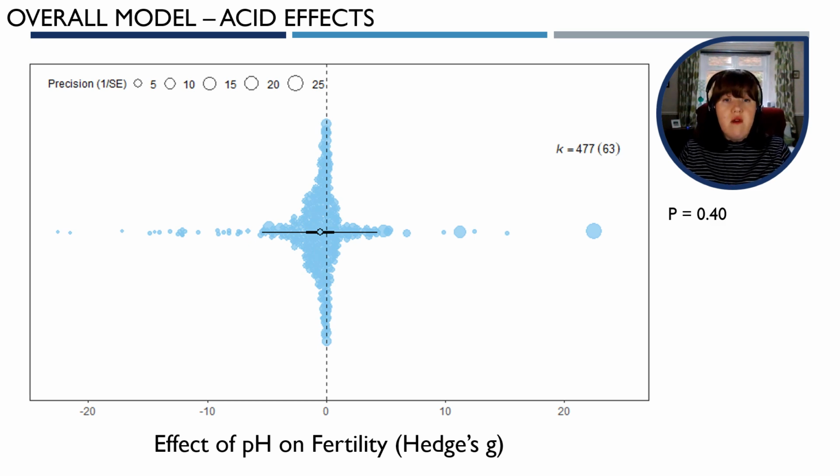We found no significant overall effect, with large variations in the response to acidification. So I then looked at different factors or moderators which may explain these differences in the effect of pH on fertility.